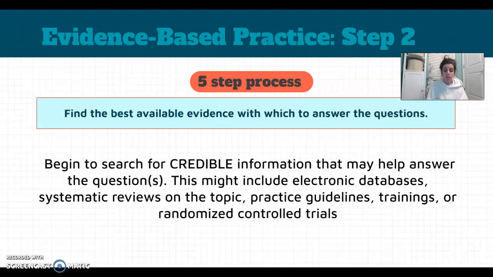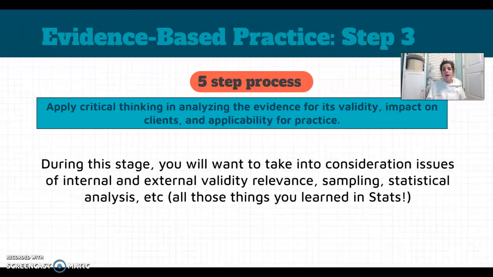Step 3 is apply critical thinking in analyzing the evidence, so the stuff that you found in your research, checking for validity, impact on the clients, and applicability for practice. That is an incredibly wordy step. What this really means is you want to take into consideration any issues of the validity of the research that you did. So there's internal and external validity.